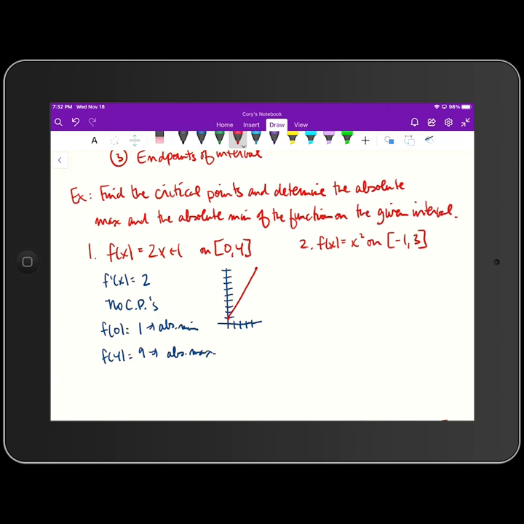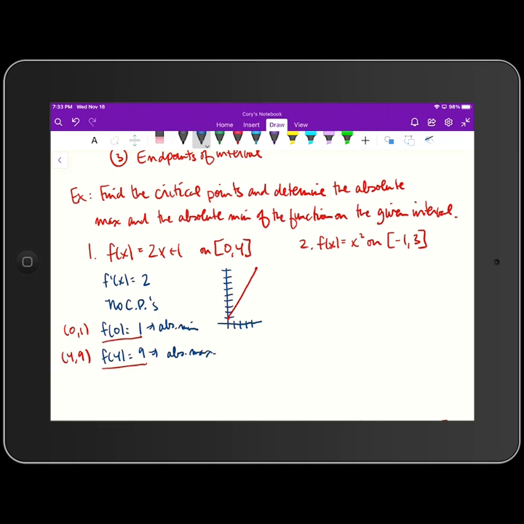So you can either write the absolute min as an ordered pair, or you can write it in function notation. Okay, either one of those is acceptable. Whenever I write these, I typically write them in function notation. So I would write the absolute min as f of 0 is equal to 1, and the absolute max as f of 4, which is equal to 9.